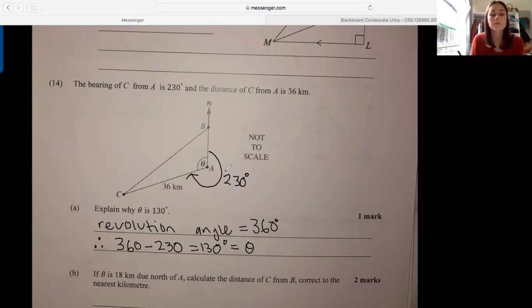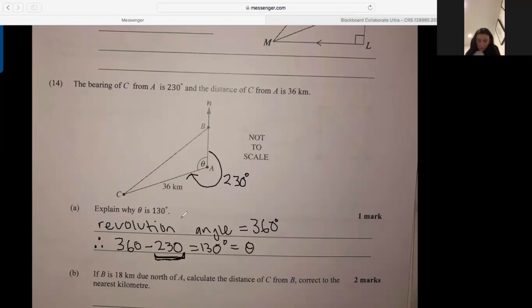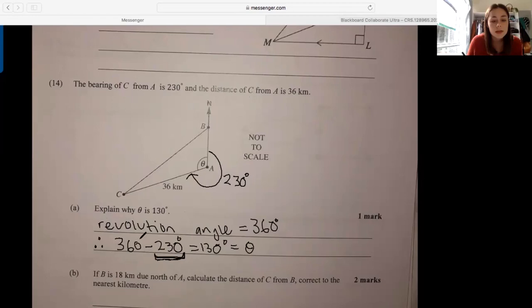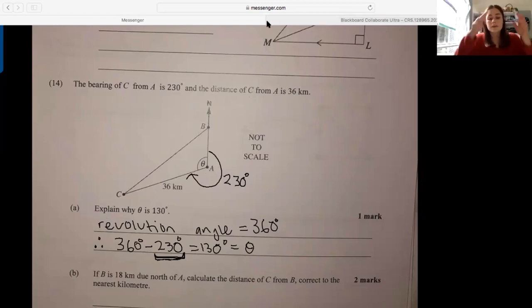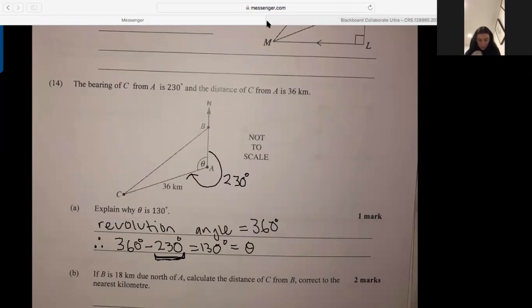You could just draw it on. If you draw it on, then the marker can see what angle this is or where you got this from. Does that make sense? Yeah. But essentially they just want you to know that that whole thing is 360 degrees. And so if this here is only 230, then that's 130. Right. So just remember a revolution is a full 360.